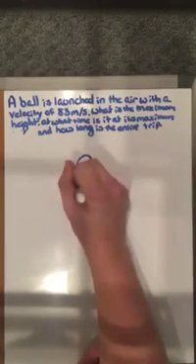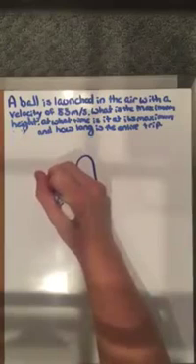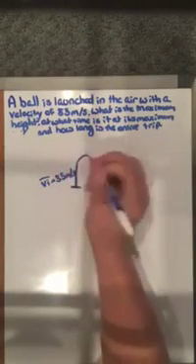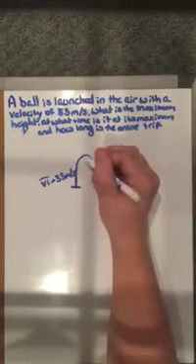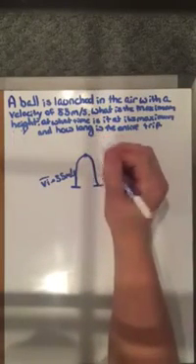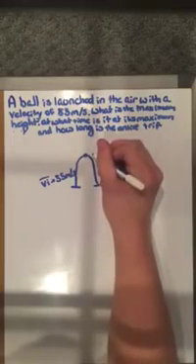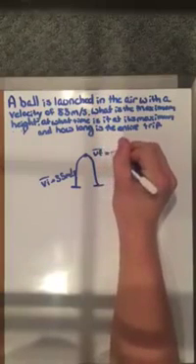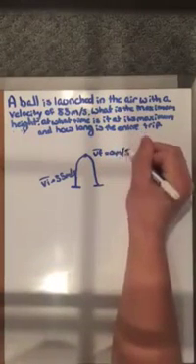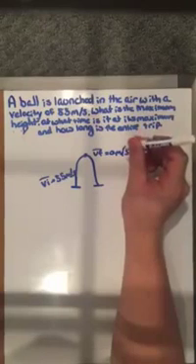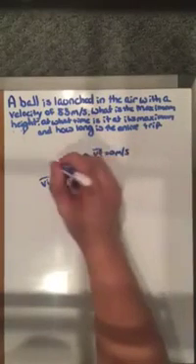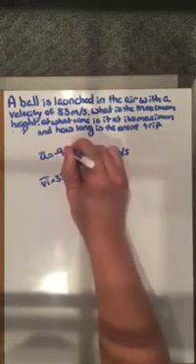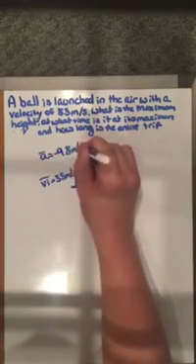So, we know that our initial velocity is 55 meters per second. We also know that at the top, the highest point, it'll have a final velocity of 0 meters per second. Now what we already know is that the acceleration, gravity, is negative 9.8 meters per second squared.